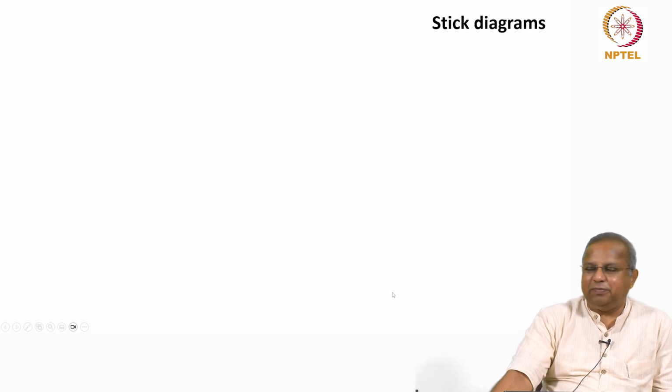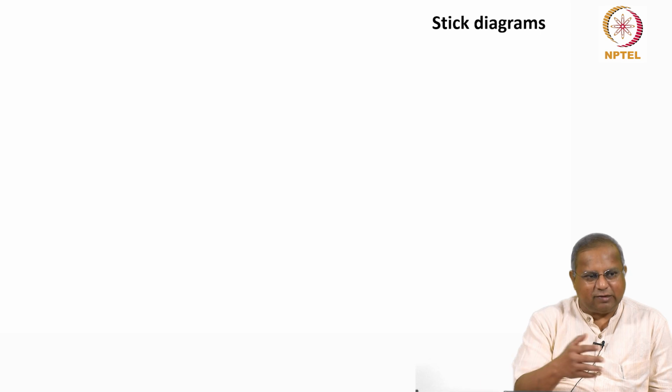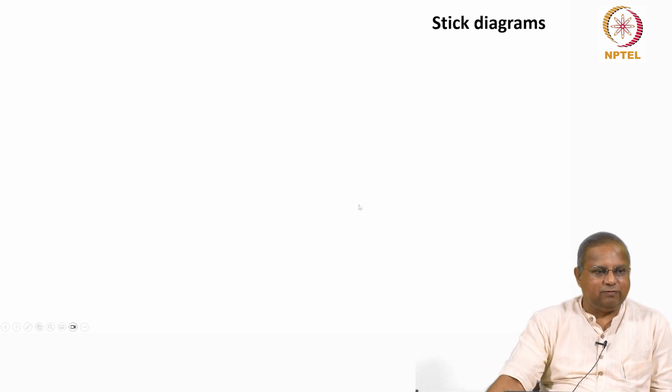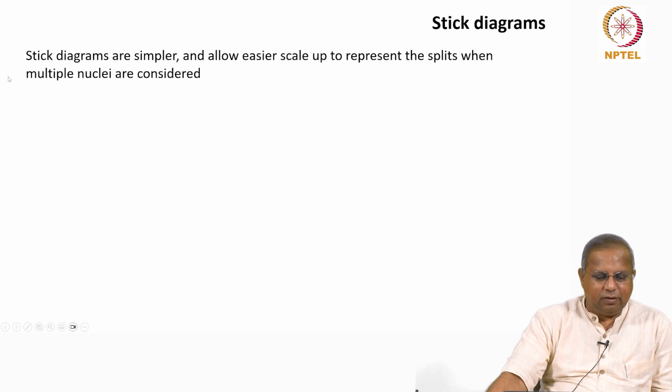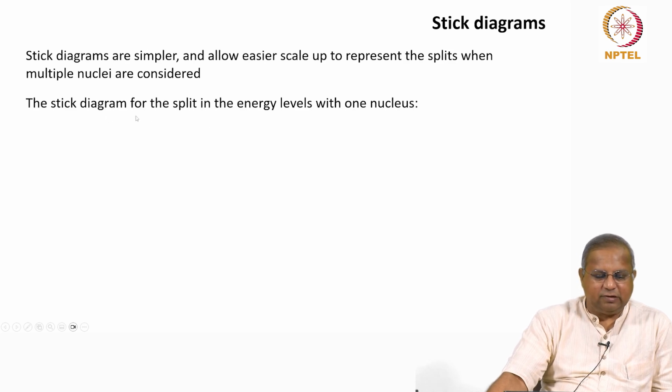Okay, this is typically used to represent, we need a representation. We're looking at some details also because this is the gold standard for measurement. Stick diagrams are used. Stick diagrams are simpler, allow easier scale up to represent splits when multiple nuclei are considered. The stick diagram for split in energy levels with one nucleus is as follows.